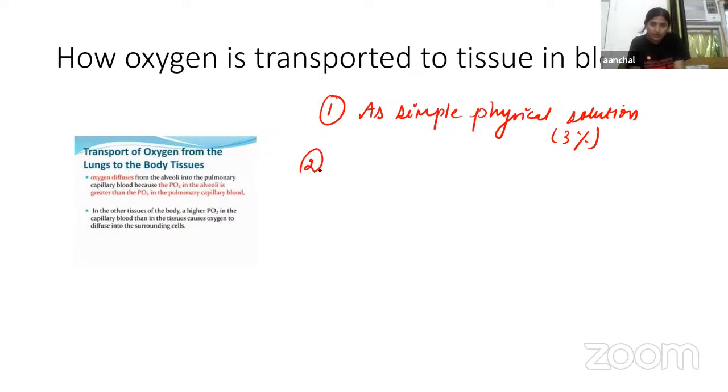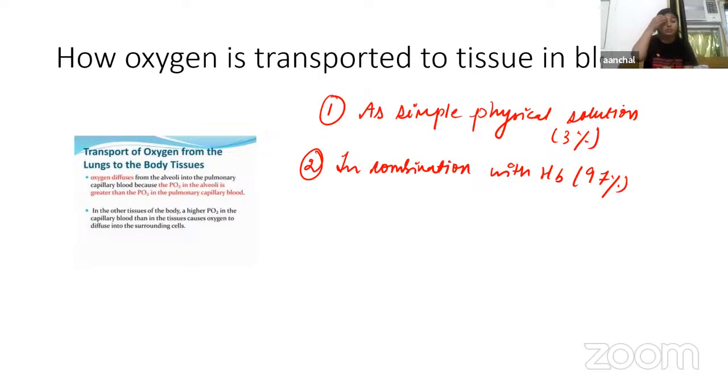And in combination with Hb, that is approximately 97%. Okay, so one by one we're going to discuss. First, if we talk about the simple physical solution, that is approximately 3%. Oxygen gets dissolved in the water of plasma and gets transported in the physical form.